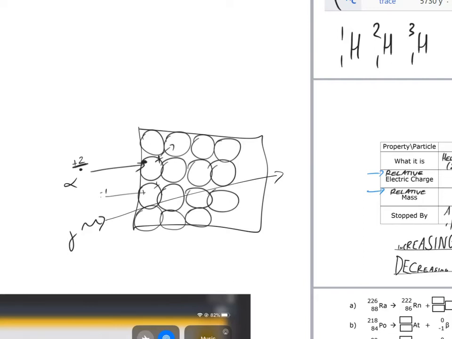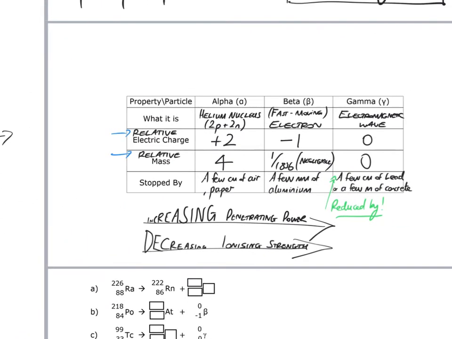So the more ionization a particle causes, the more it tends to knock electrons out or ionize atoms in a material, the more energy it will lose. And if you lose more energy, you're not going to penetrate as far. Okay, so that's why decreasing ionizing strength tallies with increasing penetrating power.